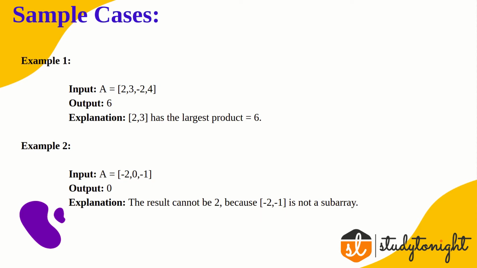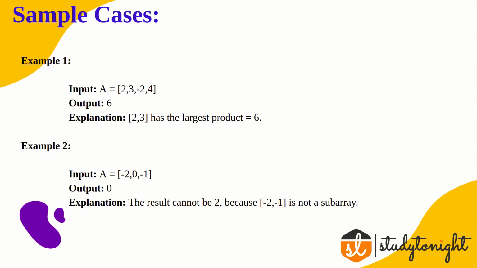So let's look at some sample cases to understand it better. Suppose our input array A is 2, 3, minus 2, 4. As you can see here, the output is 6. Why? Because if we take the subarray 2, 3, the first two elements, then the product is 6. Now let's check some more subarrays within this array and what their product would be. Suppose we need to take at least one element. The maximum product with one element we can get is 4, which is the single number itself.